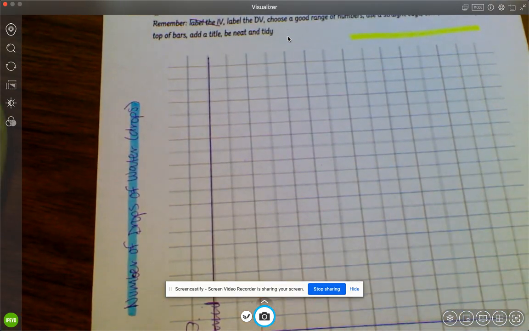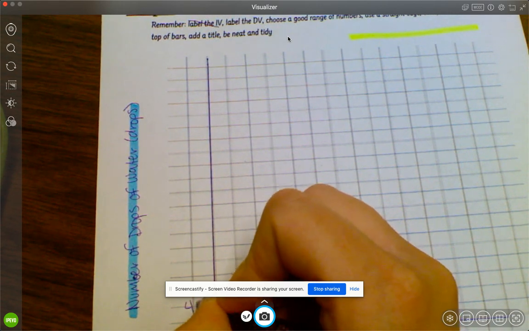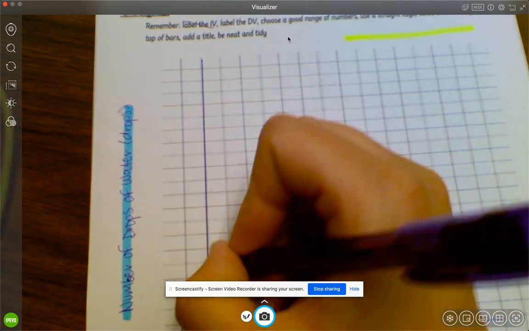I could start at 40. I could also start at like 45, or for yours, you might be closer to the 20s. So maybe you're going to start in the 20s or the 30s. I'm going to start in the 40s here, and then I'm going to go up by ones.